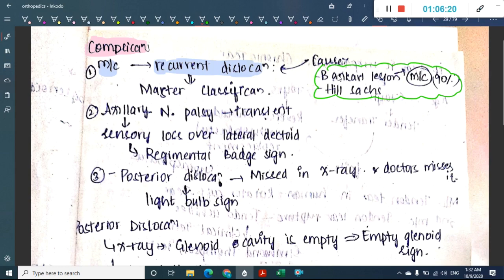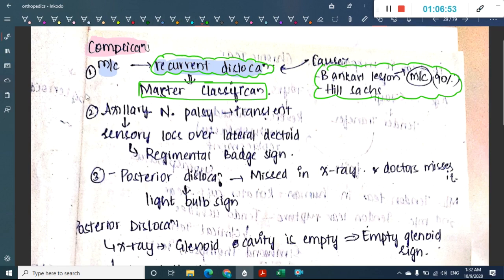And for recurrent dislocation, what is the classification? There is a classification available for recurrent dislocation, called Masters classification. So what is the most common complication? Recurrent dislocation. What is the cause of recurrent dislocation? Bankart lesion is the most common cause, in 90% of cases it is associated with Bankart lesion and Hill-Sachs lesion. We have Masters classification for recurrent dislocation.